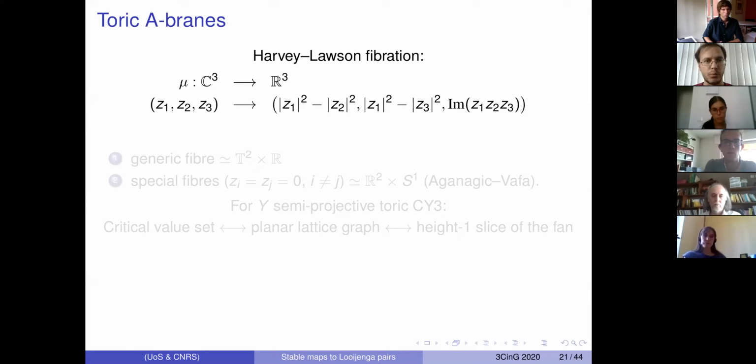So what sort of Gromov-Witten counting would we be looking at? Let's consider for simplicity the case in which our Calabi-Yau threefold is C^3, and there's a myriad of different ways of exhibiting affine space as a completely integrable Hamiltonian system, and a famous one is the Harvey-Lawson fibration. The moment map is given by the two differences of squares of absolute values of the affine coordinates, and the real part of the product of the three.